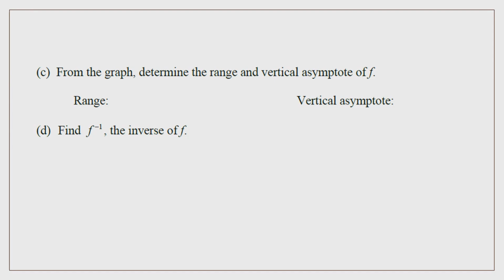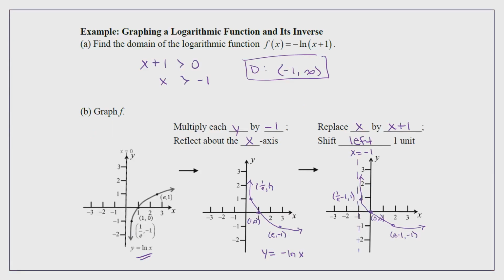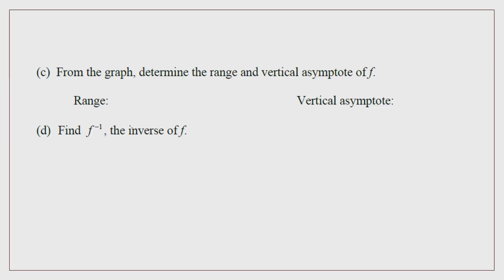So from the graph, we can now determine the range and vertical asymptote of f. So looking at our graph here, which is now the graph y equals the negative natural log of x plus 1, our range is going to be all real numbers, from negative infinity to infinity. Our vertical asymptote is going to be x equals negative 1 because it shifted to the left 1 when we replaced x by x plus 1.